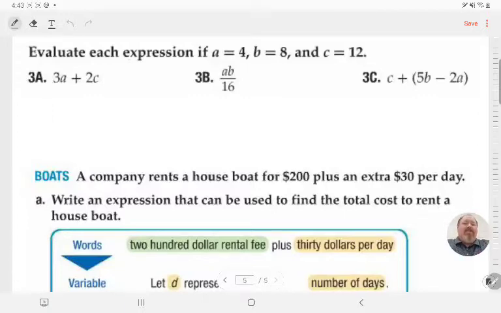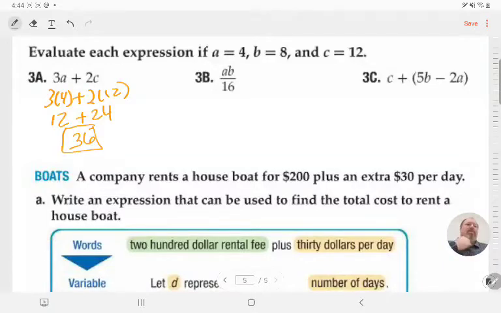So we are to evaluate each expression. We have 3a plus 2c. So a equals 4, so it would be 3 times 4 plus 2 times 12, which would be 3 times 4 is 12, plus 2 times 12 is 24. 12 plus 24 is 36. So again, it's just following the order of operations.